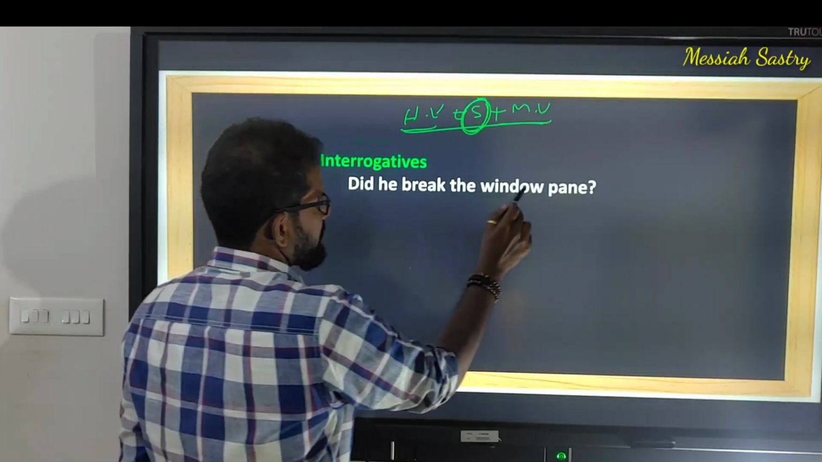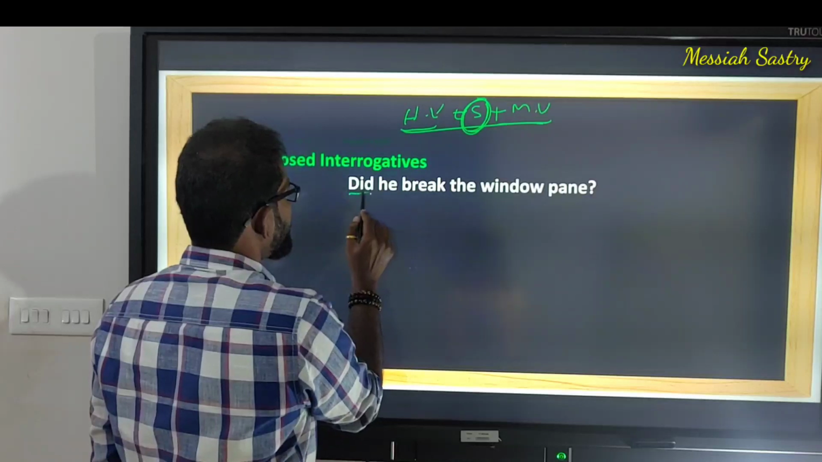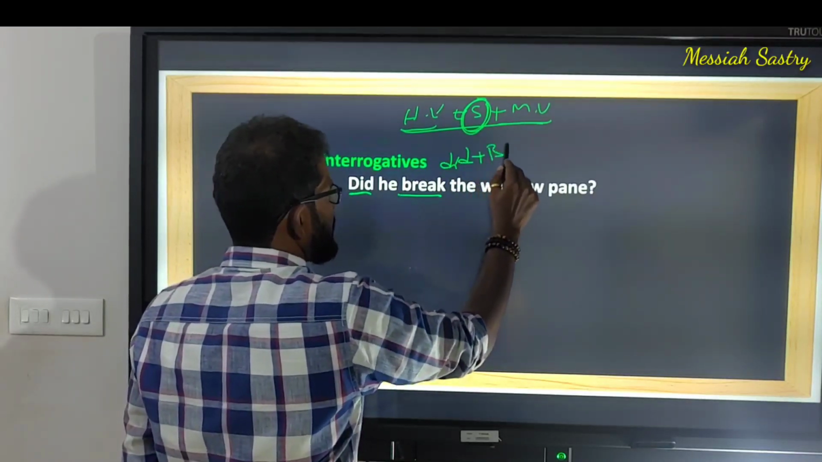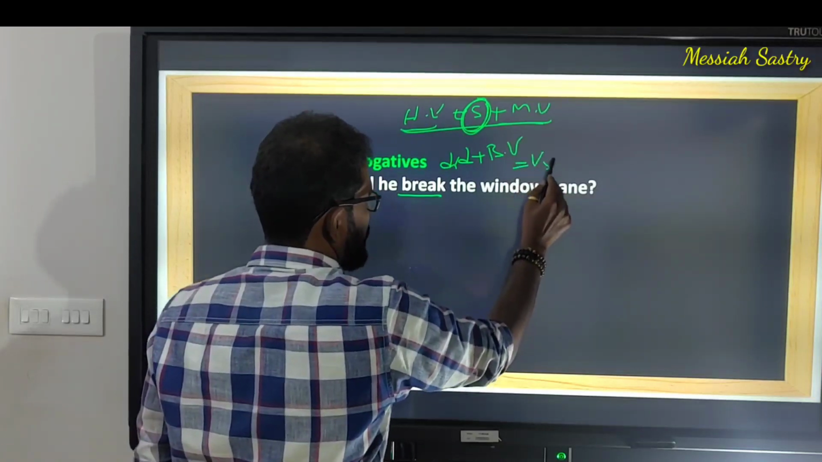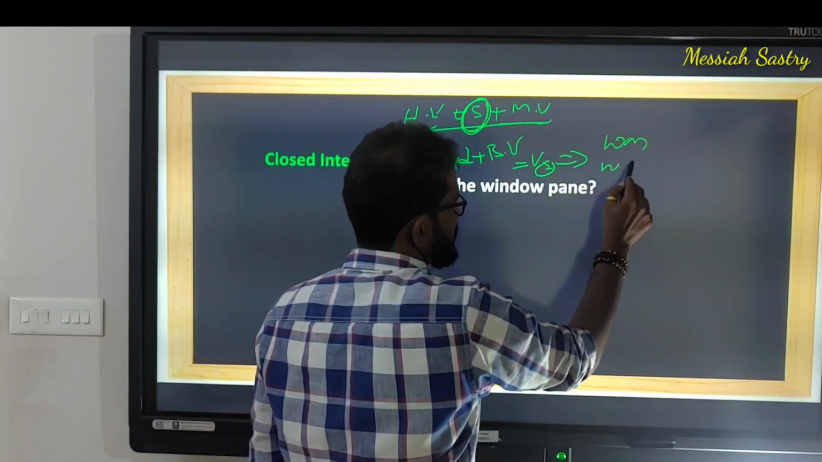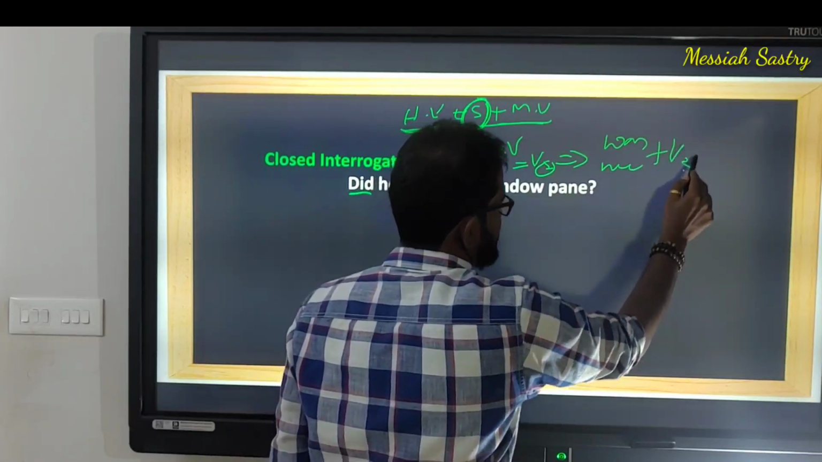Now let's look at the question here. Did he break the window pane? Did break. Earlier I told you did plus base form is equal to V2. The passive form for V2 is was, were plus V3.